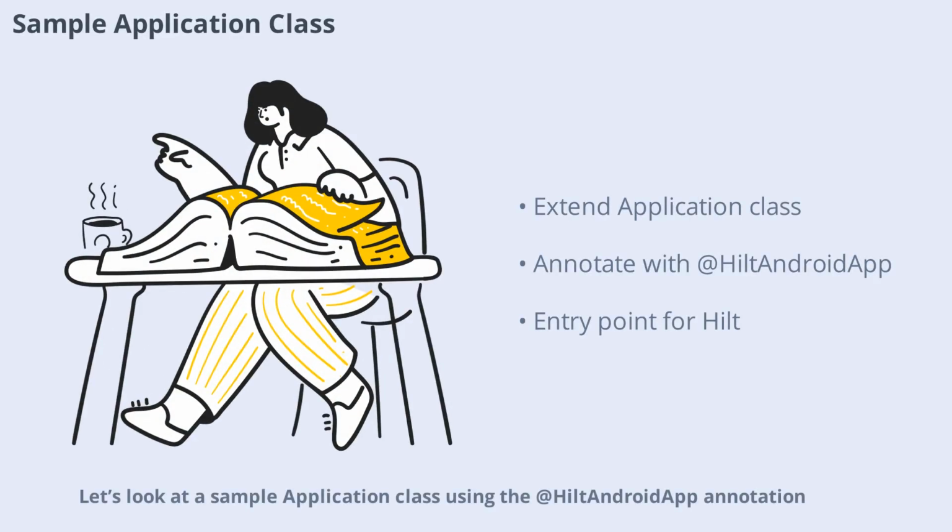Let's look at a sample application class using the @HiltAndroidApp annotation. By extending the application class and annotating it, you allow Hilt to set up the dependency injection framework. This class acts as the entry point for Hilt, ensuring that all dependencies are managed from the top level of your app. Proper setup here is essential for leveraging Hilt's capabilities throughout your project.